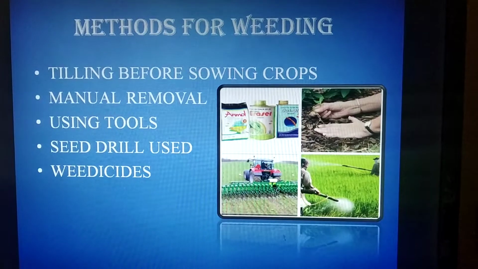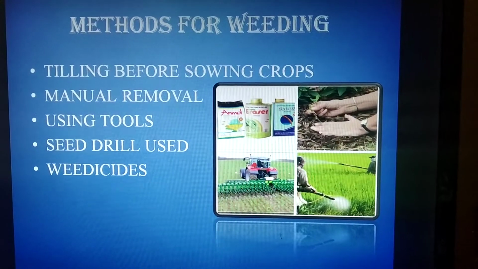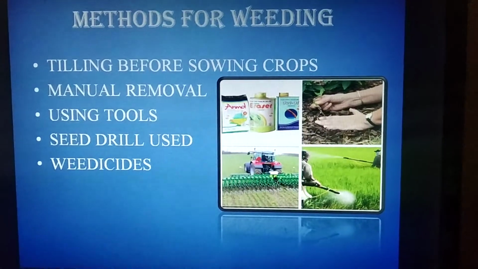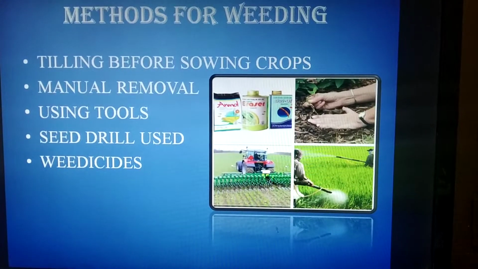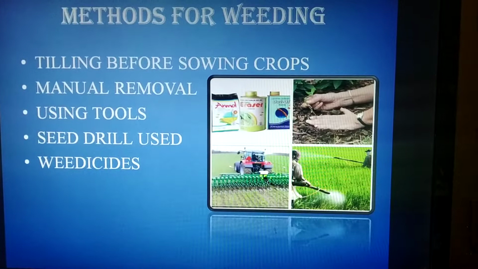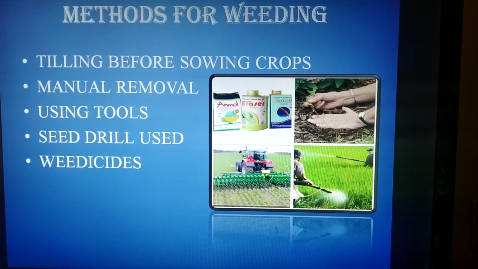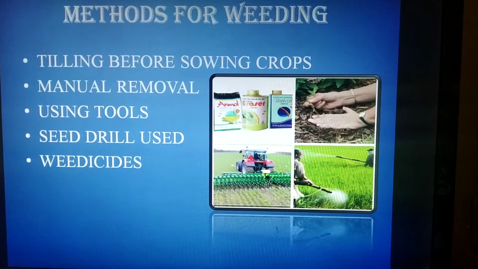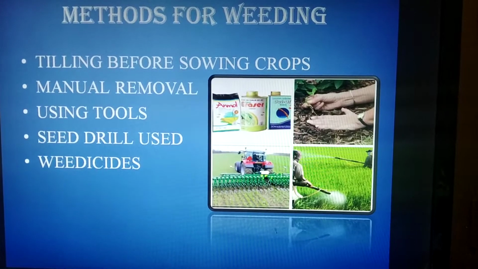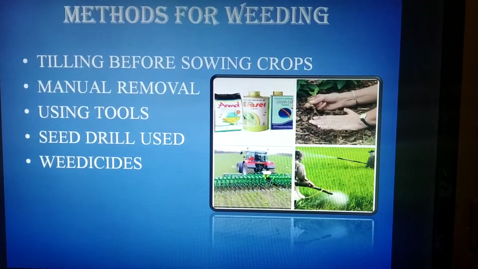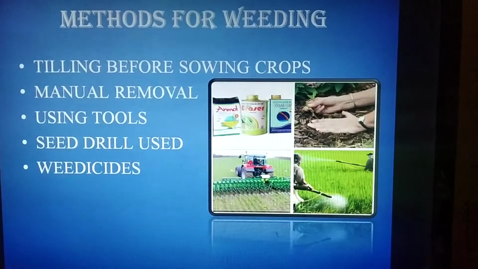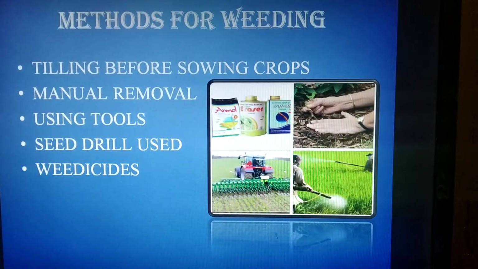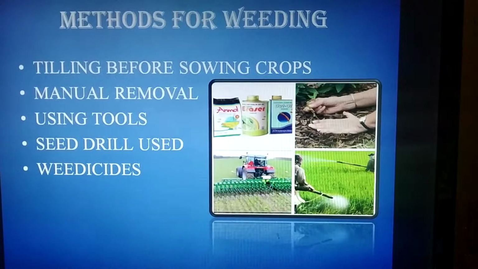These methods are tilling before sowing the crops, means they loosen the soil using the plowing method so the weeds can be pulled out. The second is the manual method, means pulling the weeds using hands. Next are tools like seed drills. Next, weedicides are also used. Weedicides are the chemicals that kill the weeds, that helps to reduce the production of weeds.